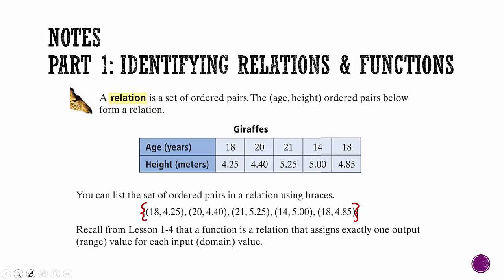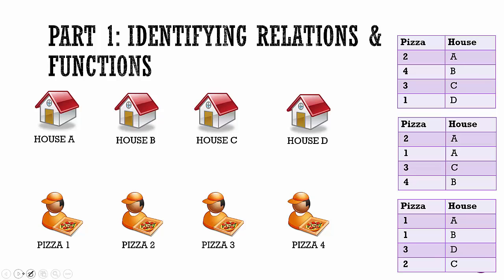So what exactly does that mean? So let's pretend we have a bunch of pizzas and a bunch of houses. We'll think of the pizzas as our inputs and the houses as our outputs. So pizzas go out to houses. So in this first example here, we have pizza 2 going to house A, pizza 4 going to house B, pizza 3 going to house C, and pizza 1 going to house D. So for each one of these, there is an input and an output.